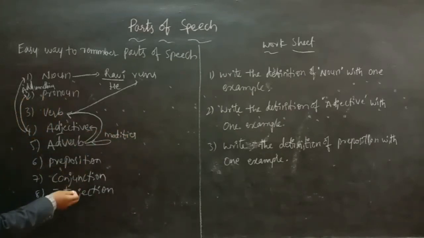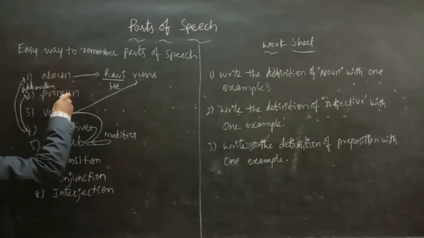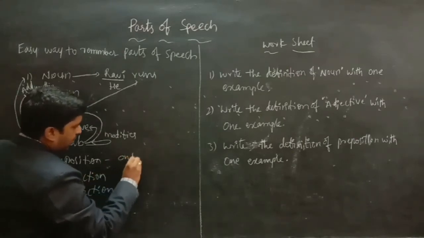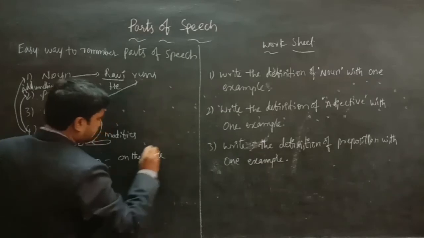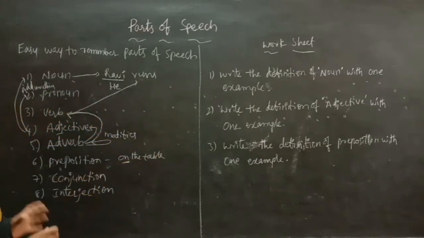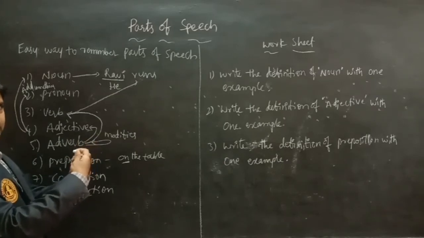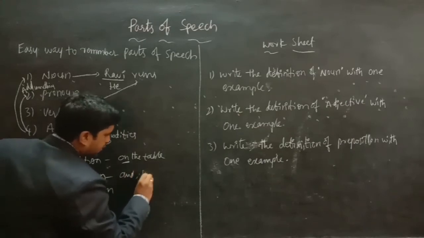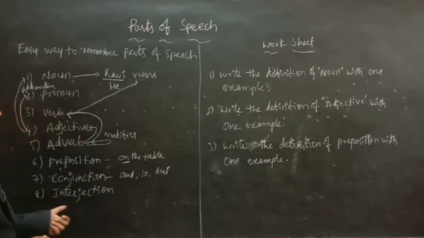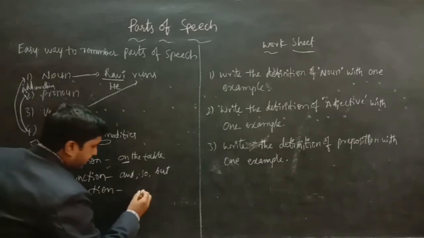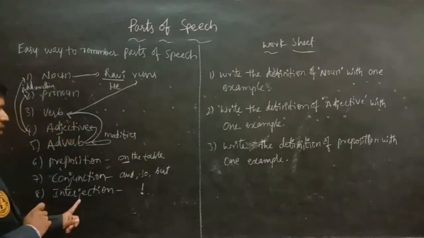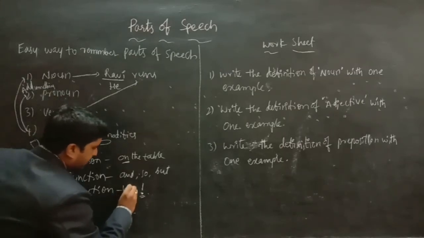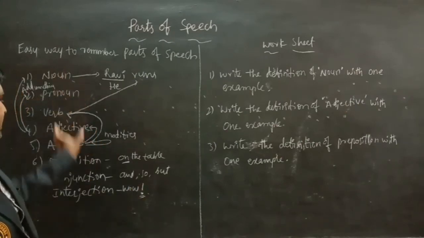Here prepositions come along with noun and pronoun and show a relation with the other words, like on the table. Here conjunction. Here it's adding words, sentences and clauses. We are using with and, so, but. Here in the interjection, these words end with exclamatory sign. This you must remember. Like wow. Here, this is an easy way to remember.